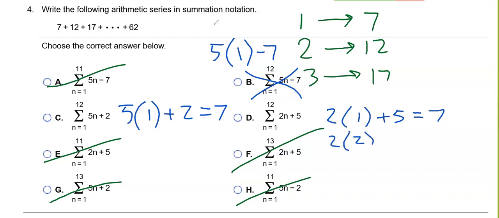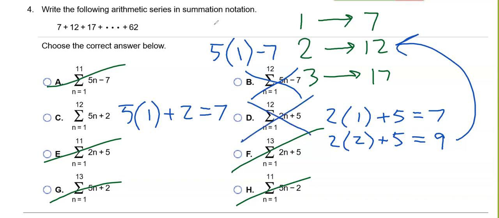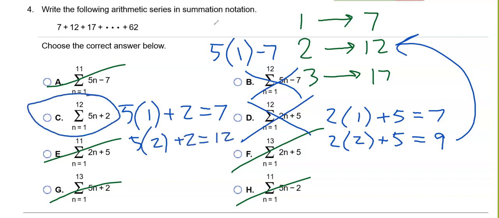Well, then we can try plugging in a 2. 2 times 2 plus 5, that's 9, which is not equal to 12. Therefore, that is a bad choice. And you would find that it would work over here. You would get 12. So simply plugging in a couple numbers. Now that's not going to get you to the final answer. If you look down here at letter G, it also has a 5n plus 2. So you still need to know how many terms there are.